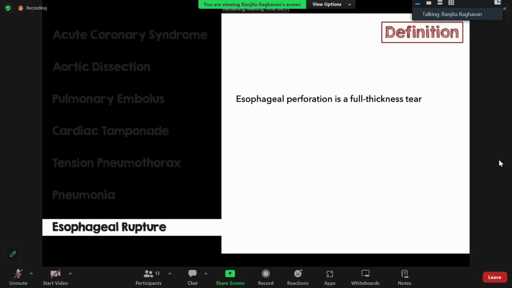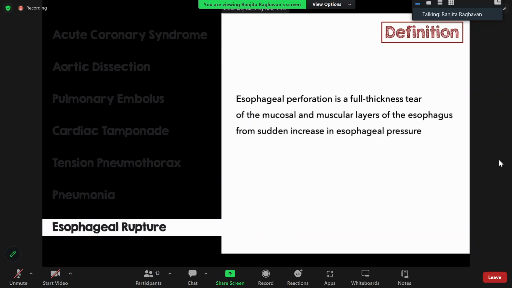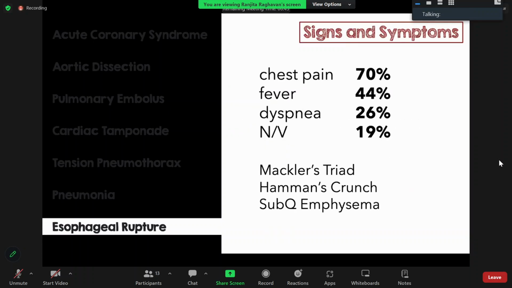And lastly, esophageal rupture, which is a full thickness tear of the esophagus. This is not very common, but if it does happen, it's something you definitely want to catch. A lot of times they're going to have chest pain, but they don't always have your fever, dyspnea, and nausea, vomiting. A lot of times, though, the nausea, vomiting does lead to this esophageal rupture, but it can be other things that cause it.